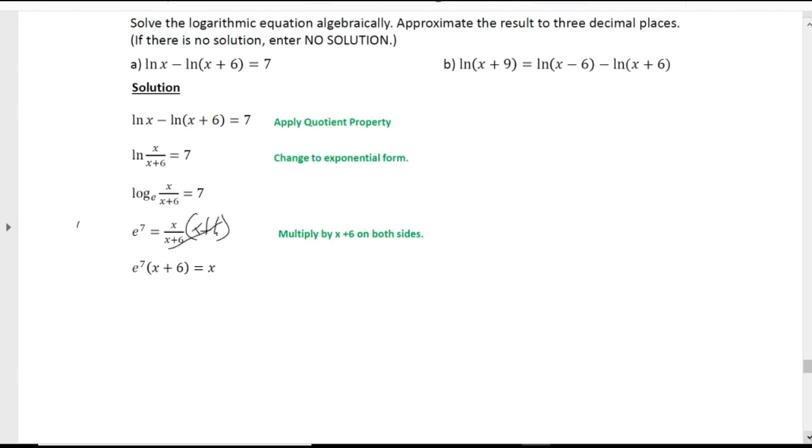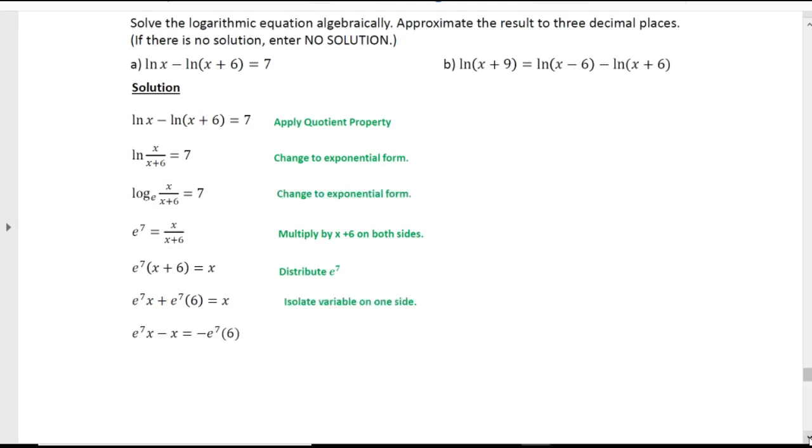the x plus 6 cancels here. And we're going to distribute the e to the 7th. So we get e^7 times x plus e^7 times 6 is equal to x. We want to put all the x's together on one side. So I'm going to subtract the x. And then I'm going to subtract this number here and bring it to this side.